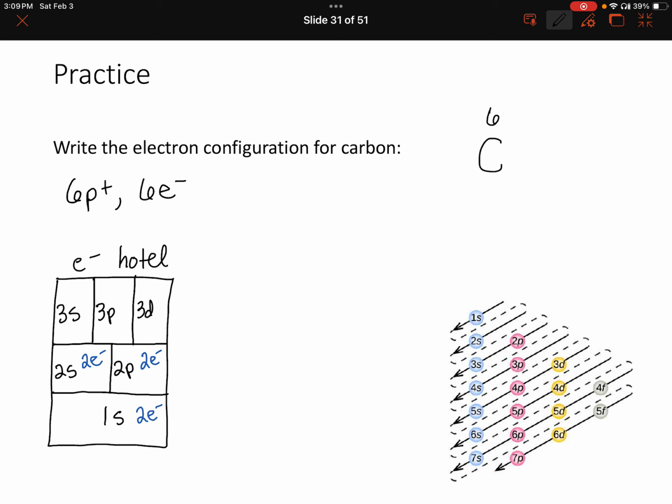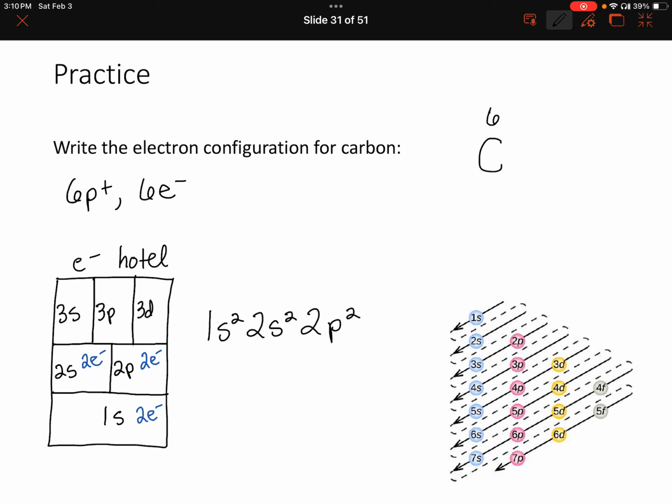All right, so let's write the electron configuration. So 1s2, 2s2, and 2p2, because there's 2 electrons staying in each of those rooms. All right, so hopefully that helps a little bit with figuring out where electrons live around a nucleus.